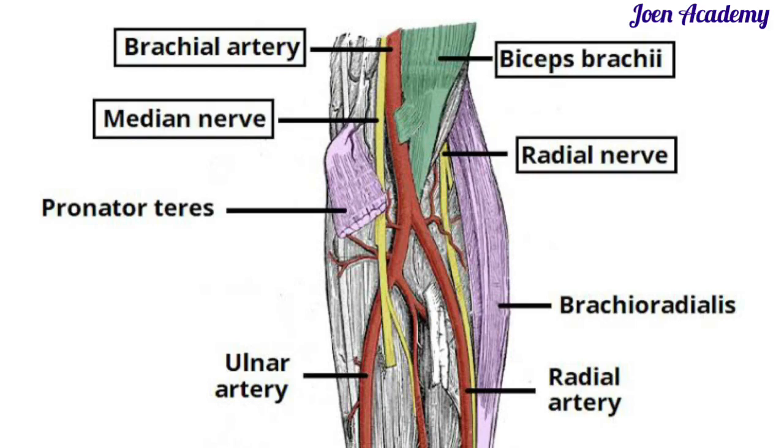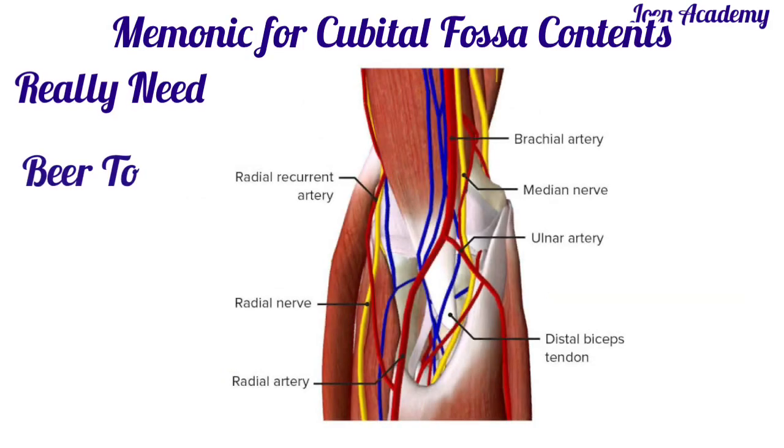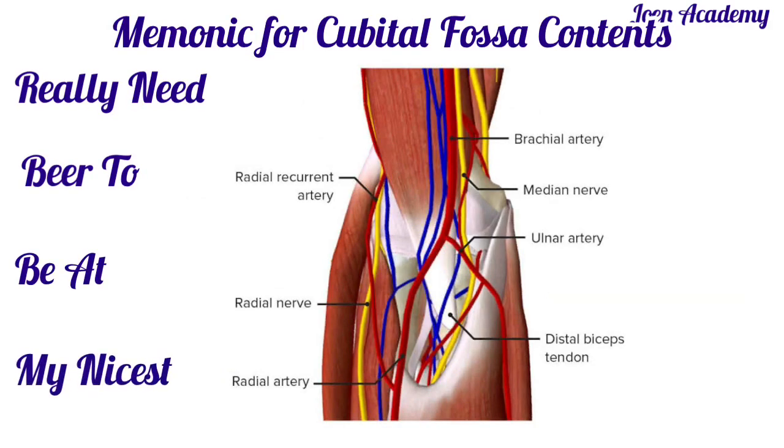An important mnemonic can be used to remember the contents of the cubital fossa. This mnemonic is: really need beer to be at my nicest. Really need stands for radial nerve. Beer to stands for biceps tendon. Be at stands for brachial artery, whereas my nicest stands for median nerve.